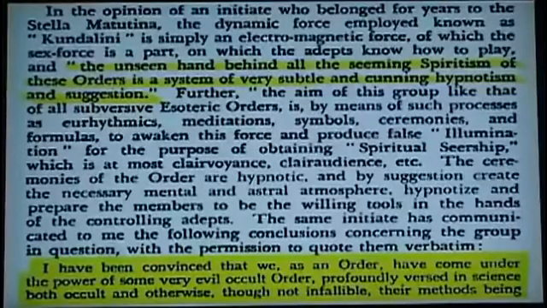And it says, in the opinion of an initiate who belonged for years to Stella Matritina, the dynamic force employed, known as Kundalini, is simply an electromagnetic force of which the sex force is a part, and on which the adepts know how to play. And the unseen hand behind all the seeming spiritism of these orders is a system of very subtle and cunning hypnotism and suggestion.